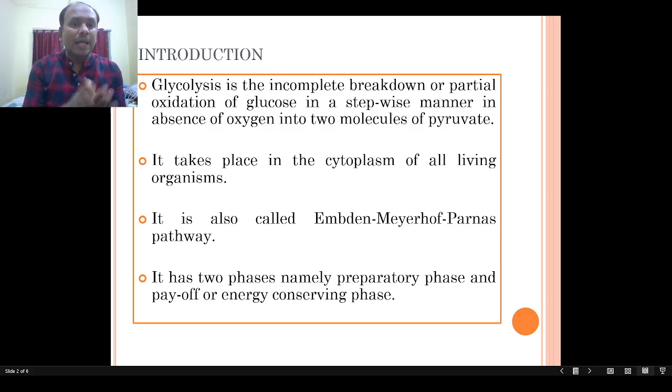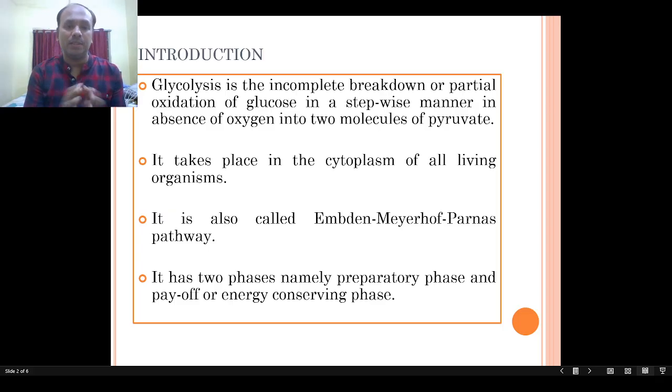So glycolysis has two words, glyco and lysis. Glyco means carbohydrate or glucose and lysis means to break down. So simply, they are called breakdown of glucose. But scientifically, glycolysis is defined as incomplete breakdown or partial oxidation of glucose in 10 different steps to make two molecules of pyruvic acid.